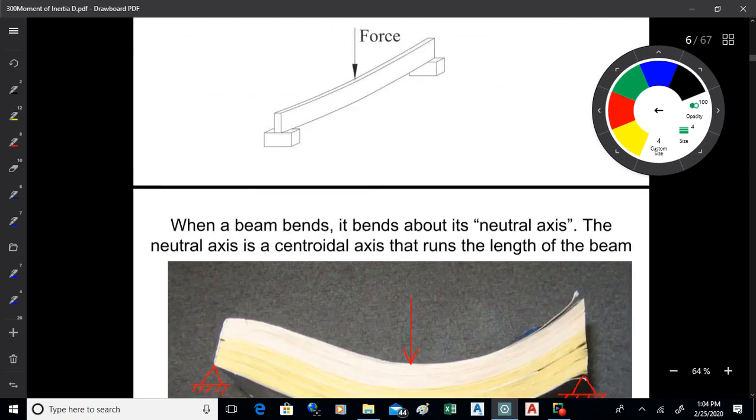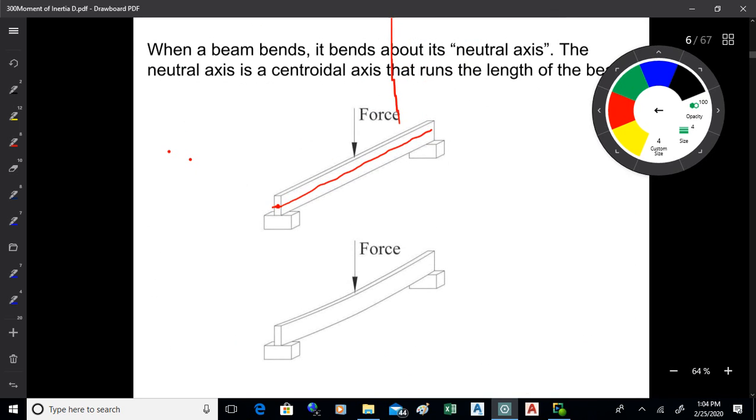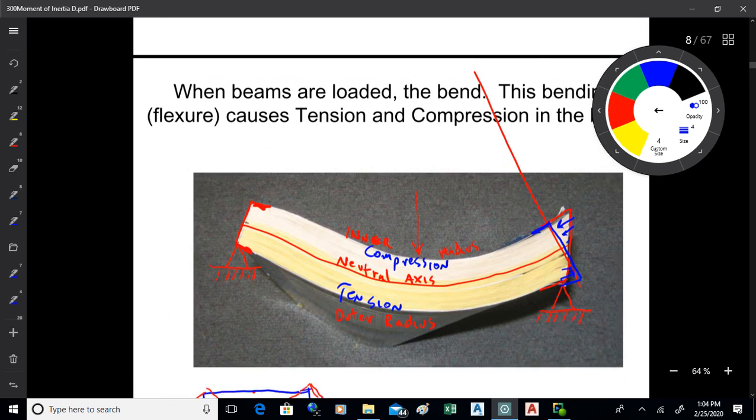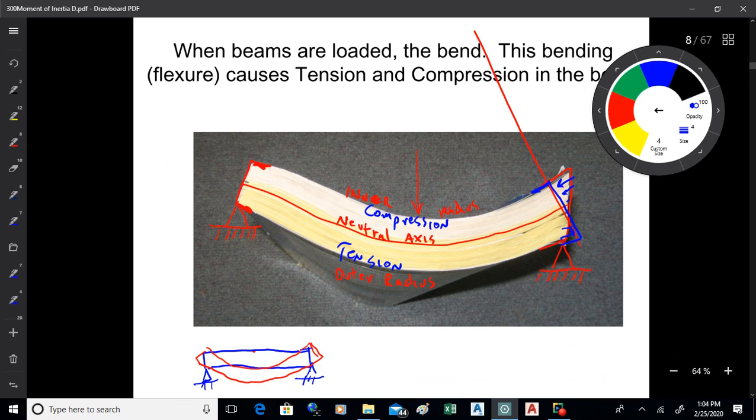Now, when you look at a beam, you take the moment of inertia about the neutral axis. You find the neutral axis on the cross-section of the shape. It goes through the centroid of the shape. And then you run the neutral axis down the length of the beam. So you find it on the cross section, then you run it down the length of the beam. As a beam bends, on one side of the neutral axis you have compression, the other side will be tension. The neutral axis is called neutral because it's the line that is in neither tension nor compression. It's the boundary between the two.